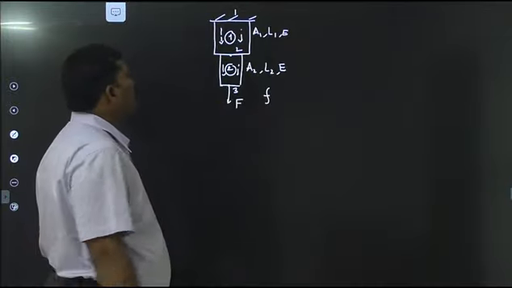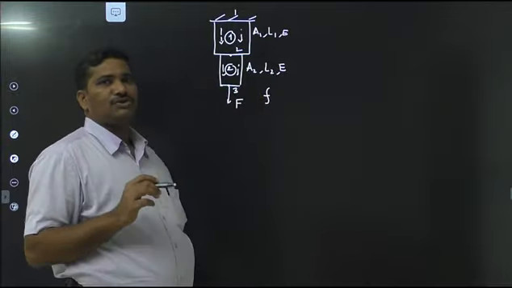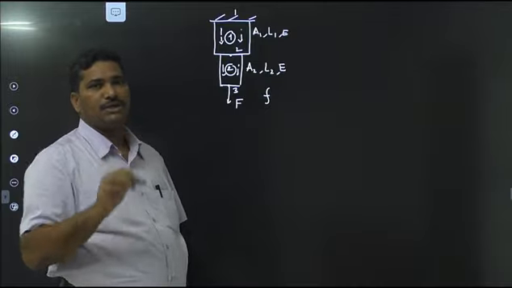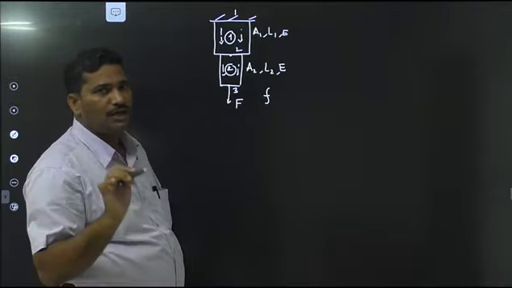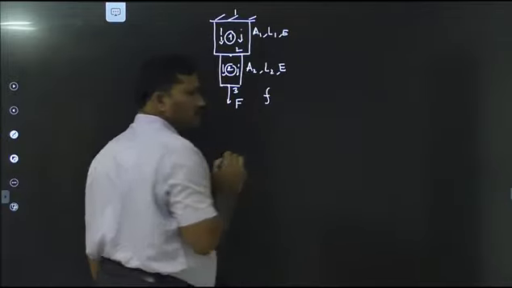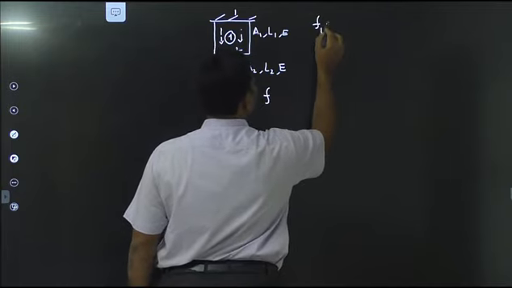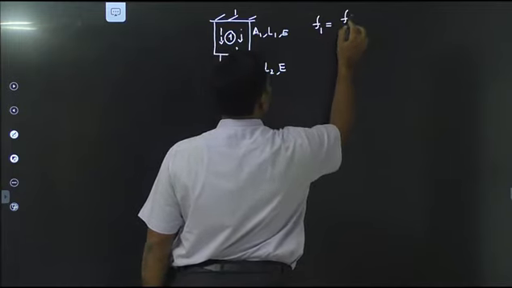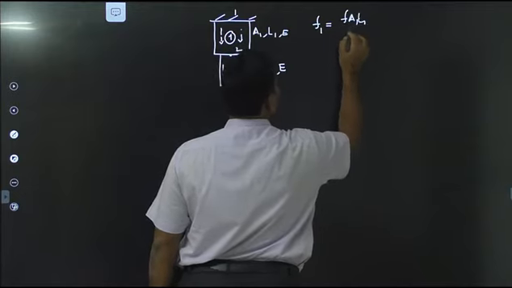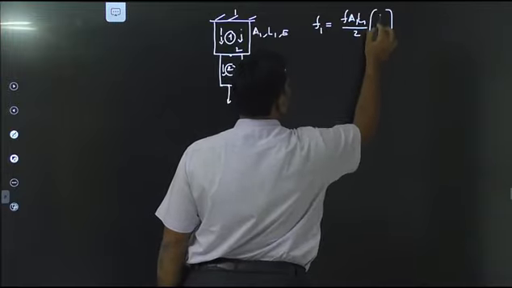Now, what is the expression for the element body force vector? Fe equals f Ae Le by 2 into a column matrix with 1 and 1. For the first element, I prepare the body force vector. For the first element, F1 equals f A1 L1 by 2 into a column matrix with elements 1 and 1.